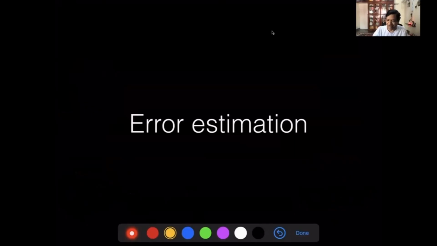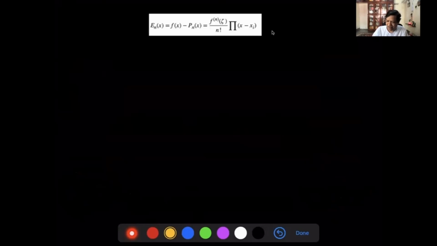Let us do the error estimate. Now I will go a bit slowly. Remember, my function is f(x), and I'm approximating it by a polynomial. I will not know the function, but there are endpoints, and there's some function f(x) which goes through them. So the error will be e_n(x). Please remember, n is the number of points.